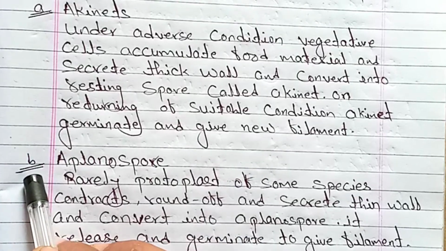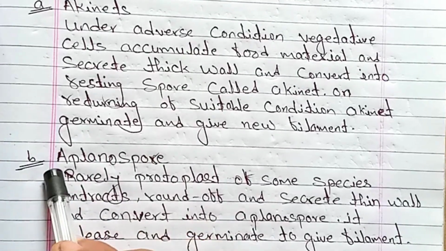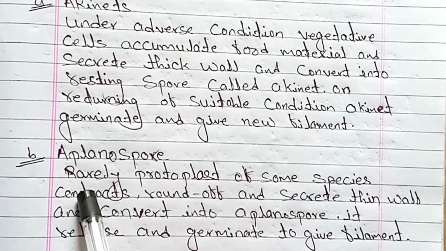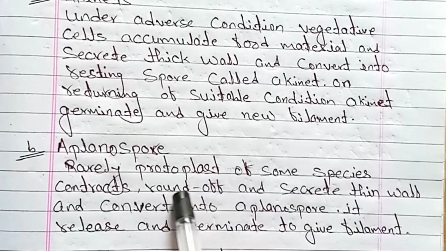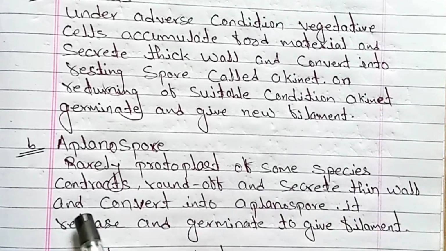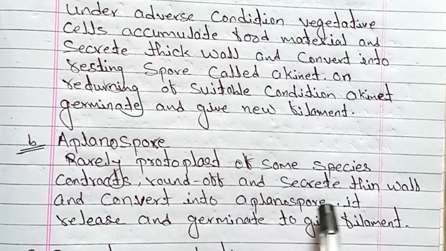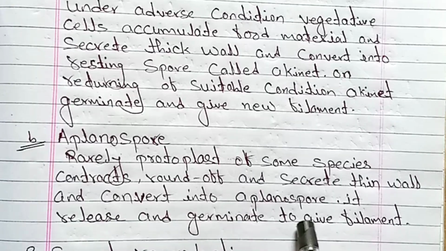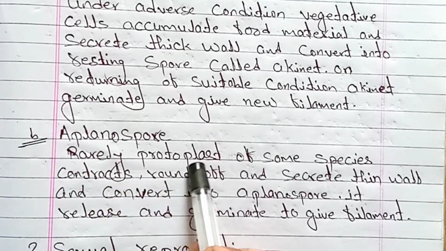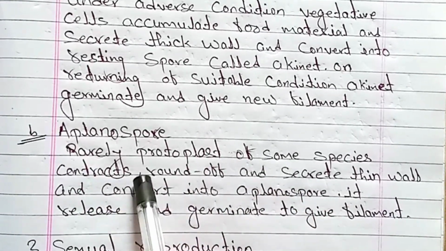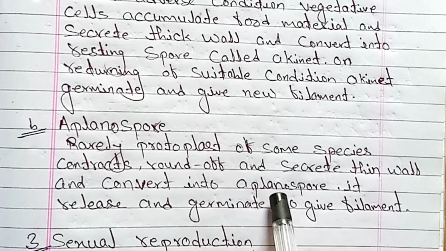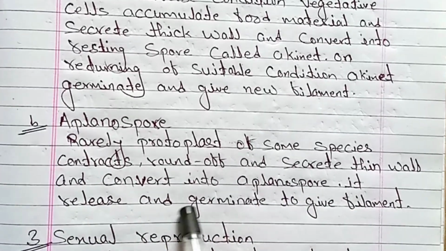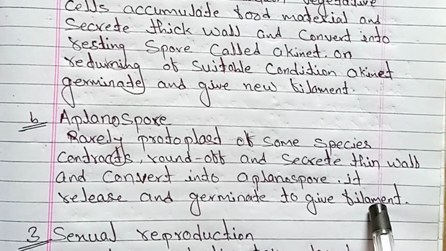Point number B, aplanospore. Rarely the protoplast of some species contracts, rounds off and secretes thick wall and converts into aplanospore. It is released and germinates to give filament.